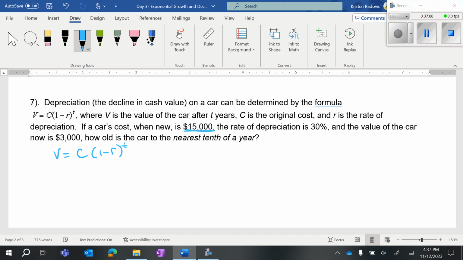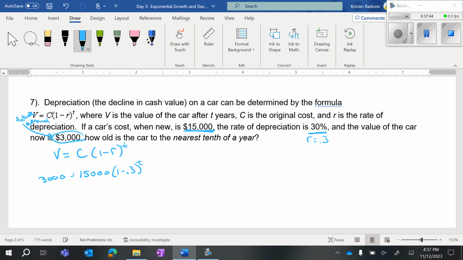Your initial is 15,000. Because your decay, your r is 0.3, and you're going to do 1 minus 0.3. Now this part is on your quiz tomorrow, being able to write the formula. Now they're telling you that eventually it's going to be 3,000. This is your future amount, and that's what you're equal to. So this is equal to 3,000.